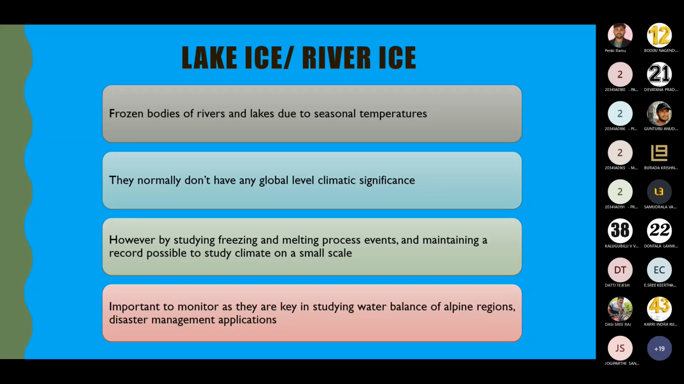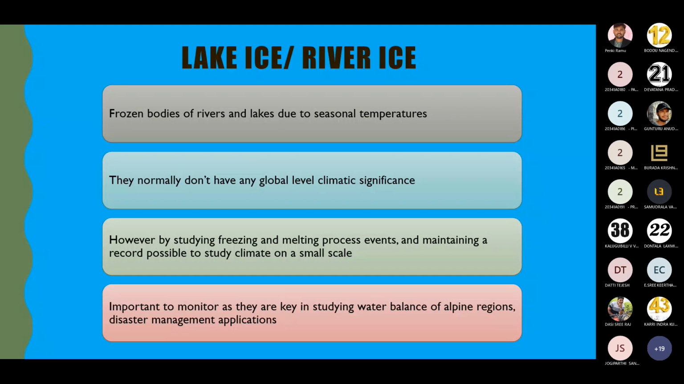Next is lake ice or river ice. Frozen bodies of rivers and lakes due to the seasonal temperature form. These lake ice and river ice normally don't have any global level climatic significance. These are normally seasonal things. Like if winter comes, the temperatures will drop. Whatever lake or river is present in that region is going to solidify. So hence it has only regional level climatic significance. And by studying the freezing and melting events of lake ice and river ice, it is possible to study how the climate is changing or how the weather is changing on a small scale.